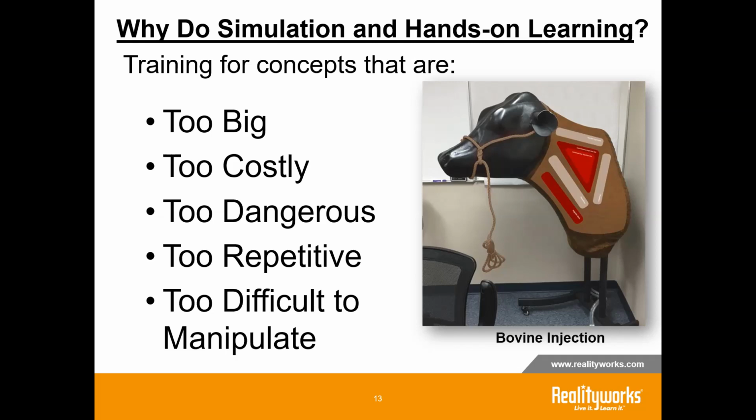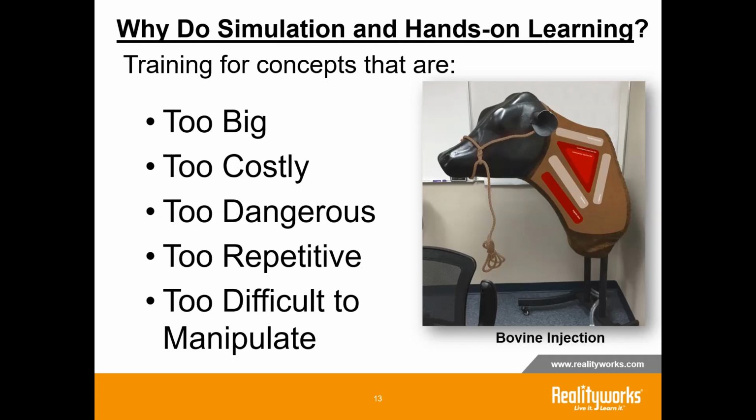And then too repetitive. Some of the products we have involve injections into animals. Well, if you have a class of 20 to 25 students repetitively doing that to an animal, that would be, again, going back up, too dangerous and harmful to the animal. So you can't always do the repetitive nature. So simulation's ability for your students to do it over and over and over again allows them to learn without having the problem of hurting the animal or having it be something too repetitive on an animal.